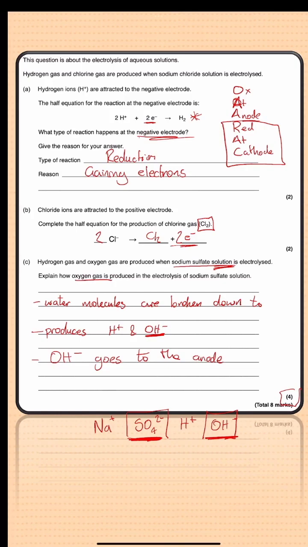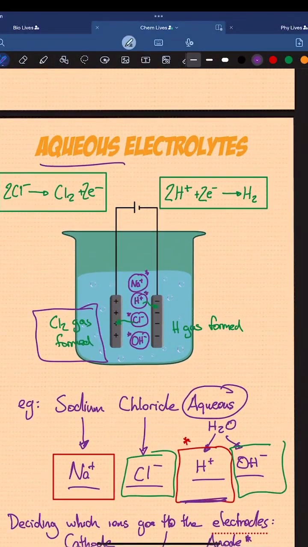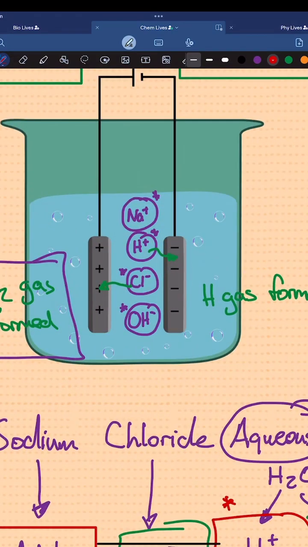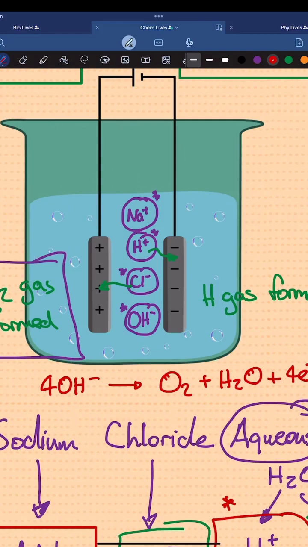Someone asks, wouldn't the OH minus at the anode produce hydrogen and oxygen gas? No. Let me show you what the actual half equation is. If OH minus ever goes to your electrode, let me write it here. This is the reaction that happens: 4OH minus loses electrons to form O2 plus H2O plus 4e minus. That's the equation that happens. This is one equation that you always need to memorize.